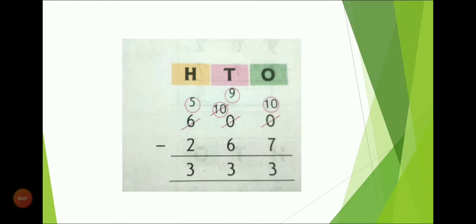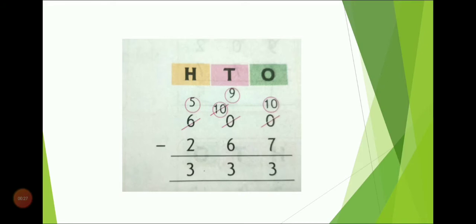So, first we will borrow 100 from 6. 6 will become 5. And 0 tens will become 10 tens. Then we will borrow 1 ten from 10 tens. 10 will become 9 and 0 ones will become 10.